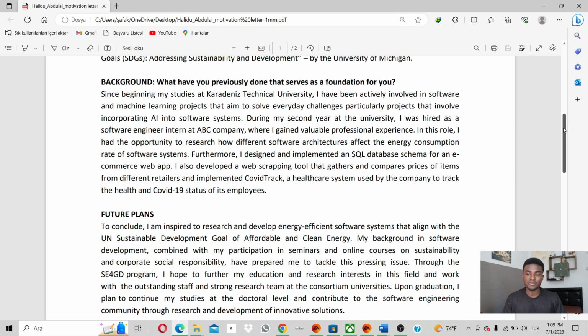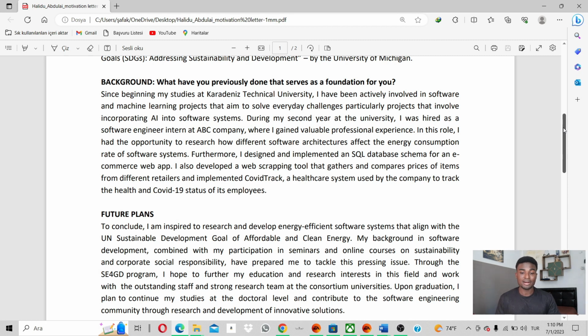During my second year at the university, I was hired as a software engineer intern at ABC Company, where I gained valuable professional experience. In this role, I had the opportunity to research how different software architectures affect the energy consumption rate of software systems. Furthermore, I designed and implemented an SQL database schema for an e-commerce web app. I also developed a web scraping tool that gathers and compares prices of different items from different retailers, and implemented COVID-Track, a healthcare system used by the company to track the health and COVID-19 status of its employees.